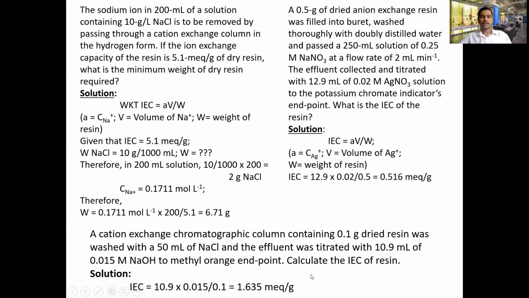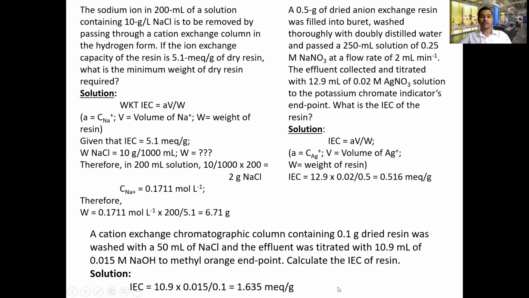Substitute. Ion exchange capacity is equal to volume of NaOH consumed into concentration of NaOH divided by weight of cation exchange resin. Weight is 0.1 gram. So ion exchange capacity: volume of NaOH is 10.9 ml, concentration of NaOH is 0.015 molar, and weight is 0.1 gram. So ion exchange capacity is 10.9 into 0.015 divided by 0.1. So you will get 1.635 milliequivalents per gram.